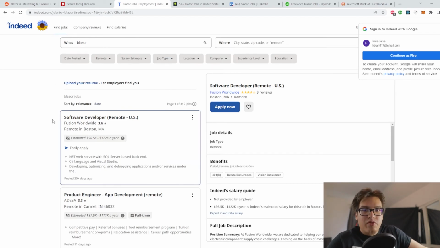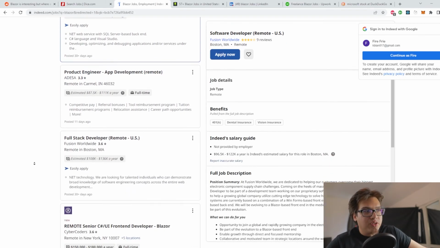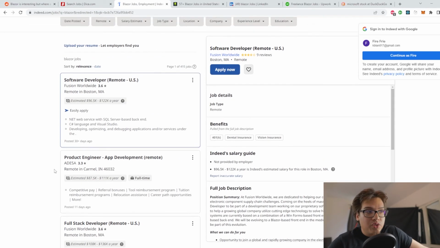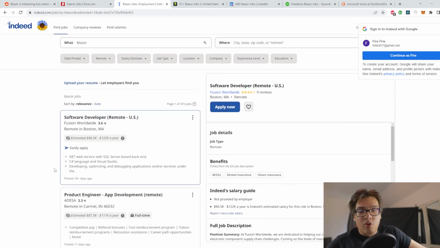But I wouldn't fret for that, because as long as you have .NET and C# under your belt, you can go into basically any .NET or C# framework. And eventually you can get into a Blazor job if you so want to. And if you are already in the .NET or C# framework, then it's still pretty good to learn Blazor, because this is the future essentially. So that's the way I see things.